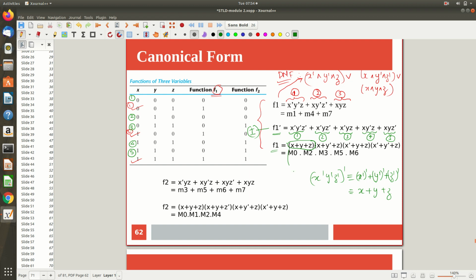See, this is what is happening, right? Not going to make it complex. Okay, fine. Now it is clear, right? Similarly, the complement of the second expression is what is written here, and the complement of the third expression is what is written here. Complement of the fourth expression is what is written here.